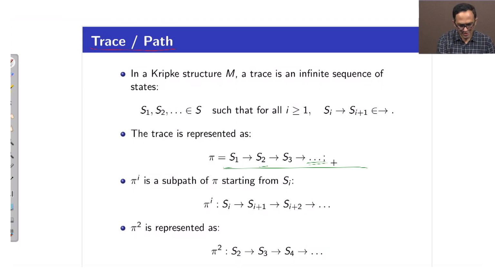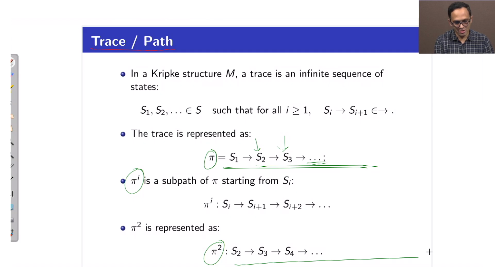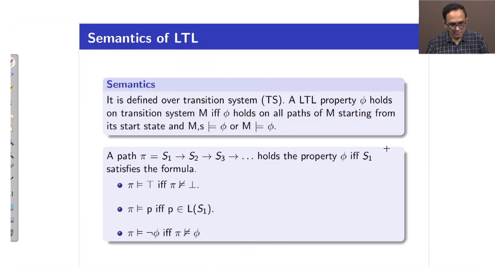And then, if this is pi, I say pi i is the path starting from the ith state. So, for example, if I write pi 2, it means nothing but the path starting from S2: S2, S3, S4 and so on. The original path was S1, S2, S3 and S4. So, if I write pi 3, it is the path starting from S3: S3, S4, S5, S6 and so on. Okay. This is the definition.